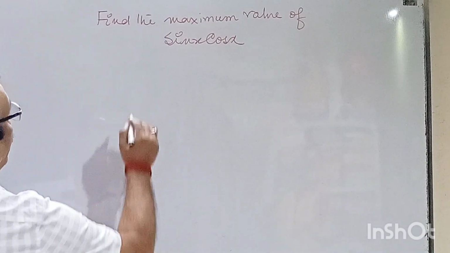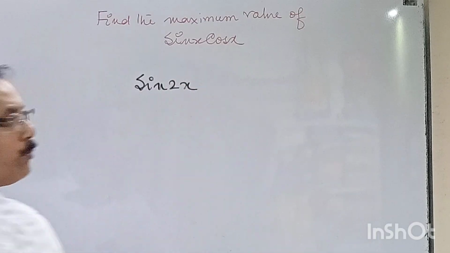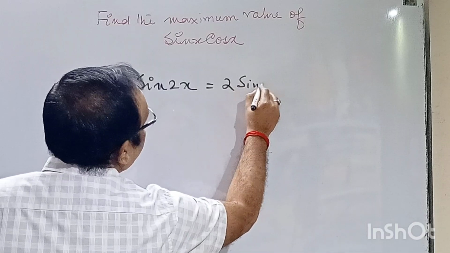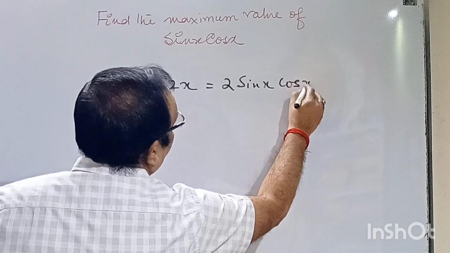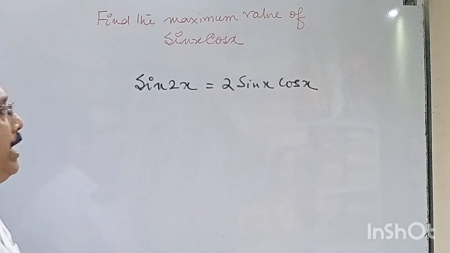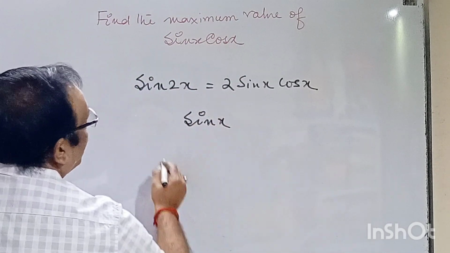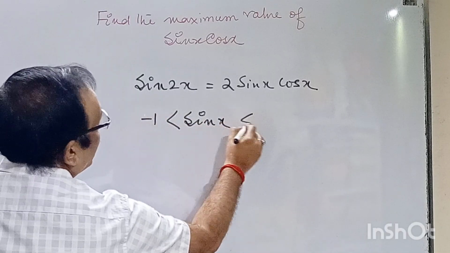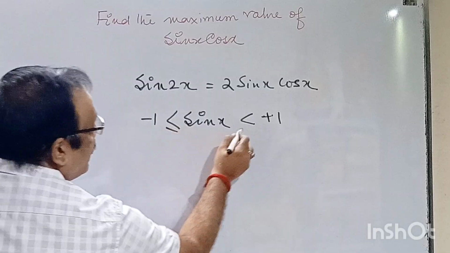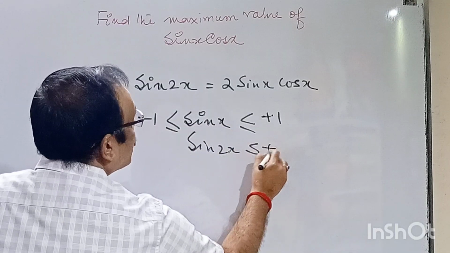For the shortcut trick, we start with sin 2x. What is the formula for sin 2x? Sin 2x is equal to 2 sin x cos x. Now we need to find the maximum value. We know that sin x lies between minus 1 and plus 1. So sin 2x will also be between plus 1 and minus 1.